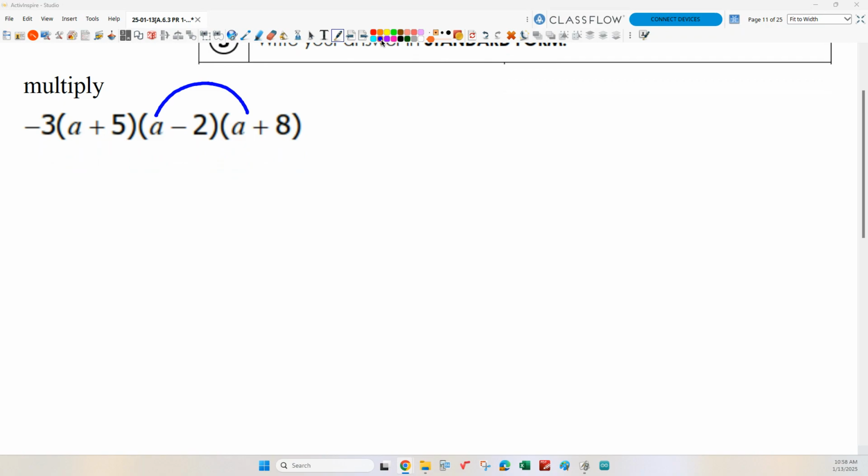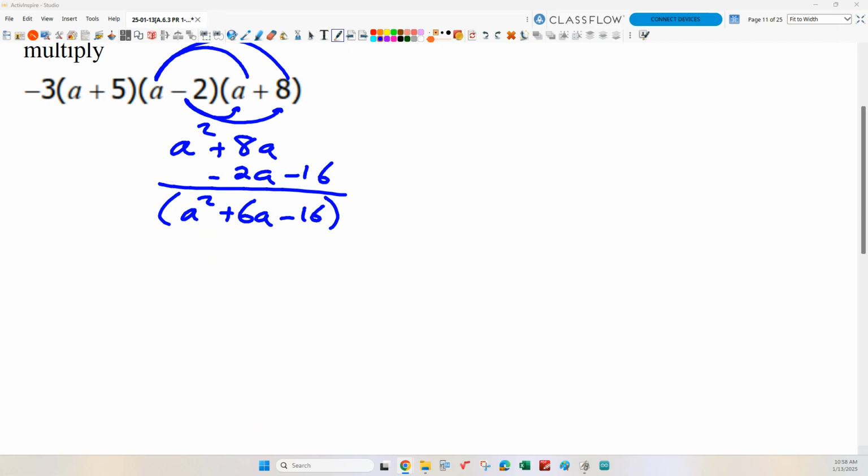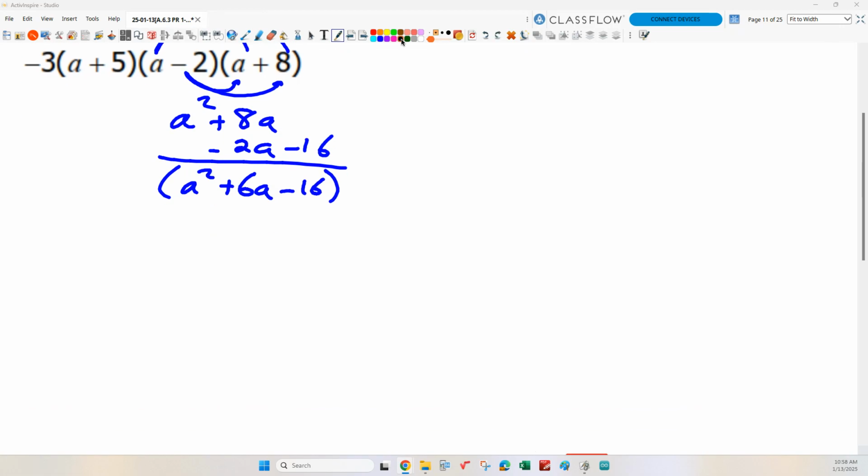So I distribute the a times the a, and I get a squared. A times 8 is plus 8a. Negative 2 times a, negative 2a. Negative 2 times 8, negative 16. I add those up, and I get a squared plus 6a minus 16. There's one step done. Now I've got to multiply the next part. So I bring down this other stuff. Distribute the a plus 5, how about?